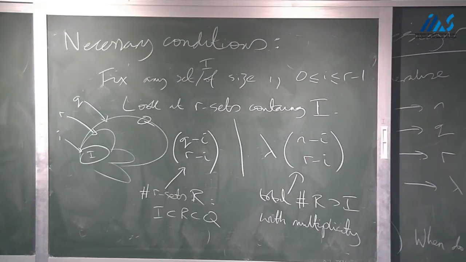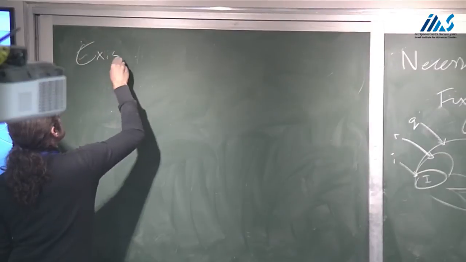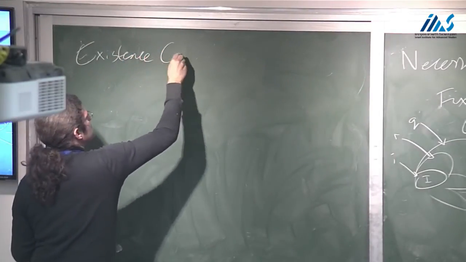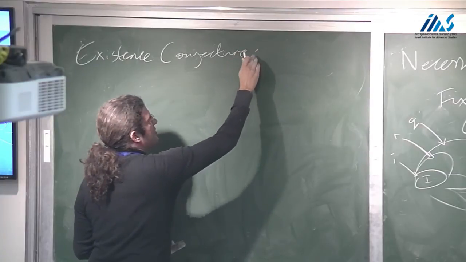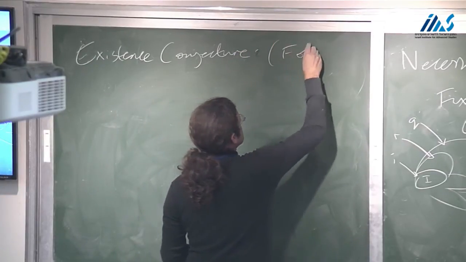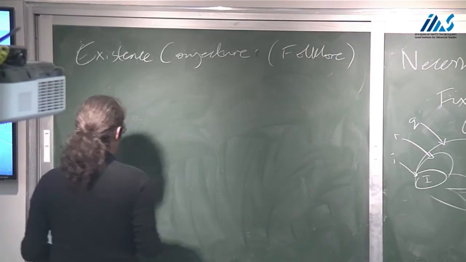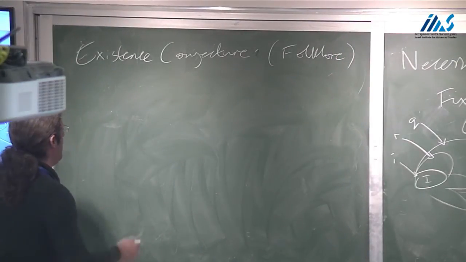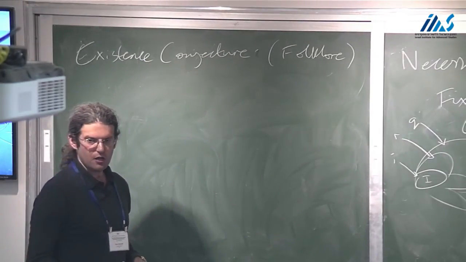So the existence conjecture, it's not known who formulated it. Maybe we can say folklore. So these conditions suffice when n is large given q, r, and lambda.